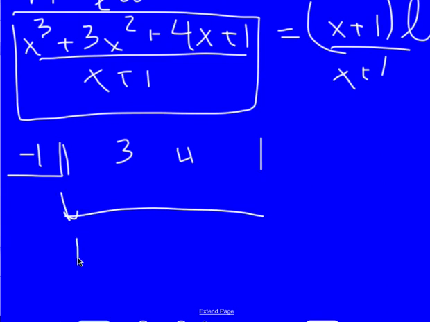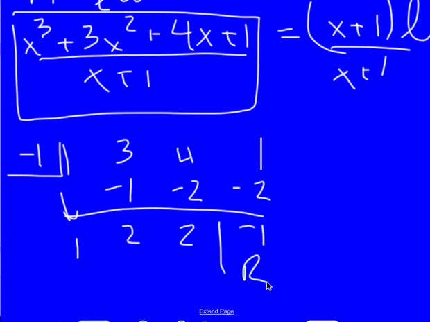So I drop the 1 down. 1 times negative 1 is negative 1. 3 plus negative 1 is 2. 2 times negative 1 is negative 2. 4 plus negative 2 is positive 2. 2 times negative 1 is negative 2. 1 plus negative 2 is negative 1.